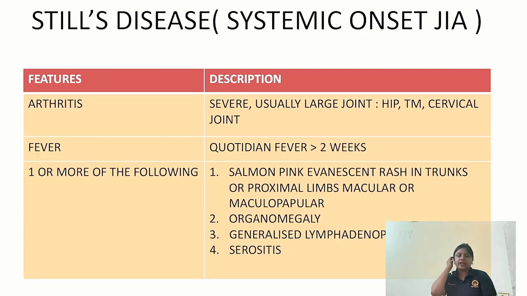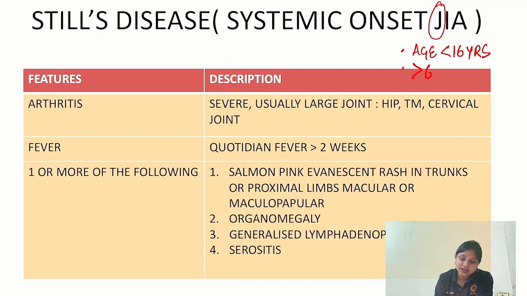Now, coming to JIA, juvenile idiopathic arthritis. So it's an arthritis in the juvenile period. How juvenile, what is the age cutoff? Age less than 16 years. So the J of juvenile means age less than 16 years. And it is a chronic arthritis, that is, arthritis of duration more than 6 weeks.